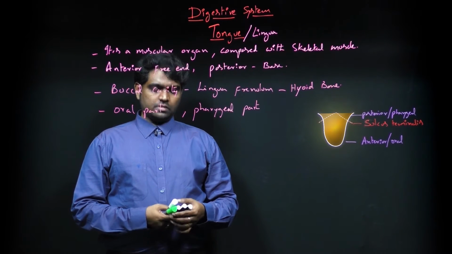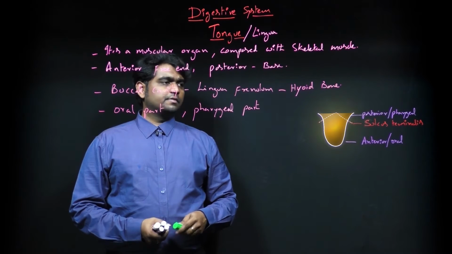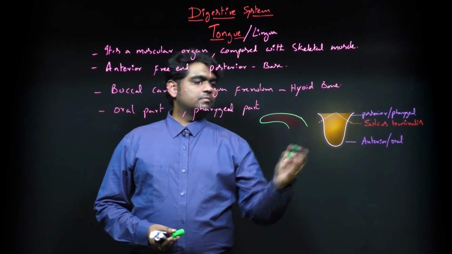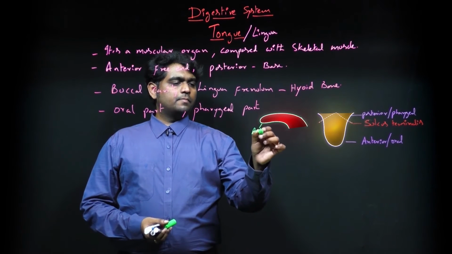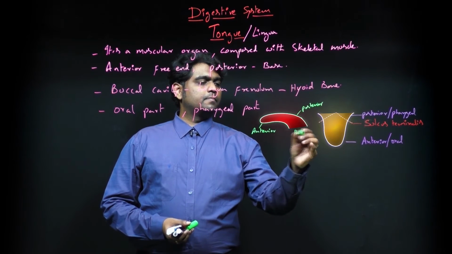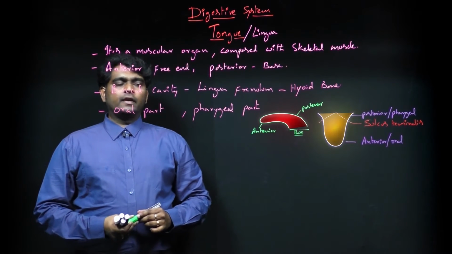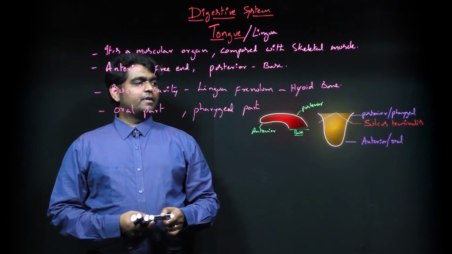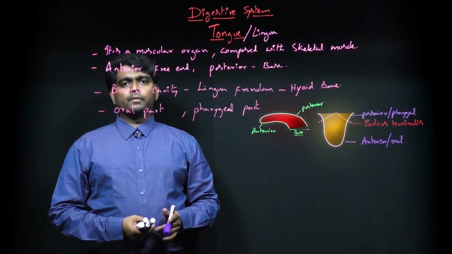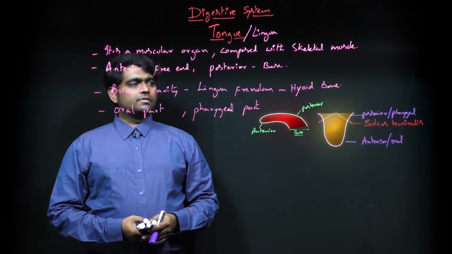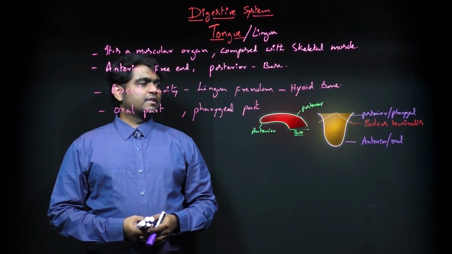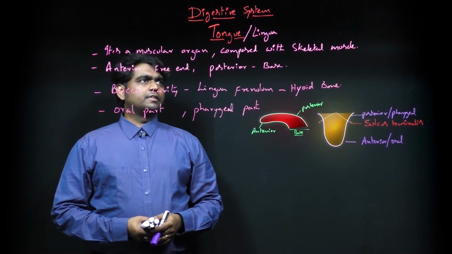If you see the cross section of the tongue, the anterior part is a free end part and the posterior will be the base. The base is supported by the lingua frenulum. It is also present above the hyoid bone. These are the structures of the tongue.